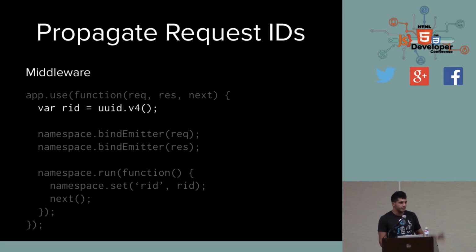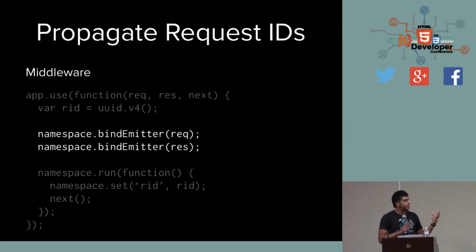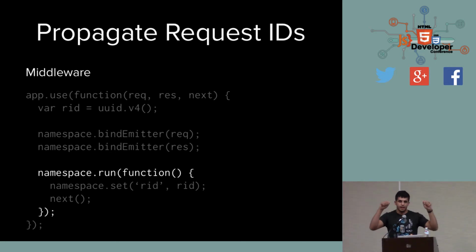And finally, this is the meat of it. This is our middleware. What we're going to do is first create this request ID, a unique identifier. Then we're going to call bind emitter. What ContinuationLocalStorage will do for you is automatically, when you have this callback chain down there, say, okay, these callbacks are all associated with this same namespace, but for emitters, you have to do it explicitly. And then we call namespace.run.